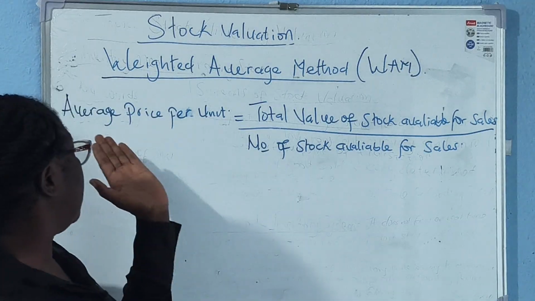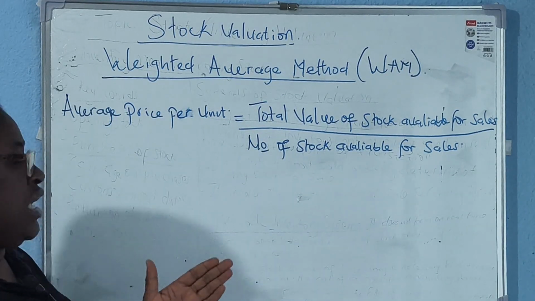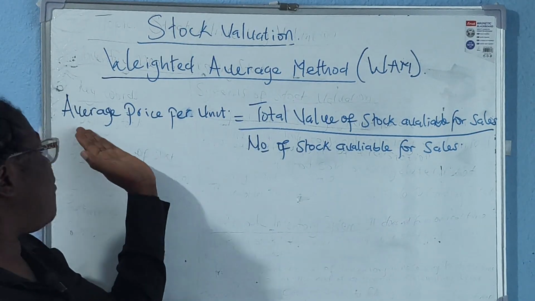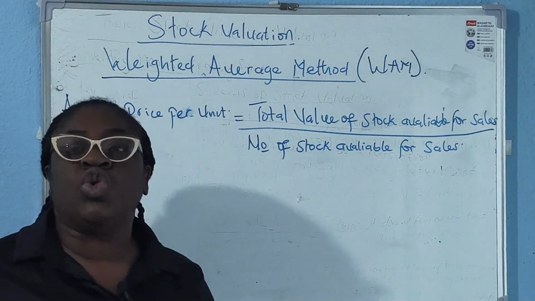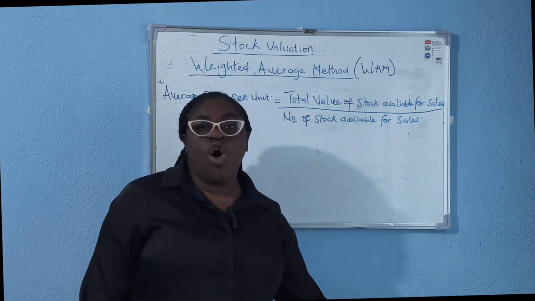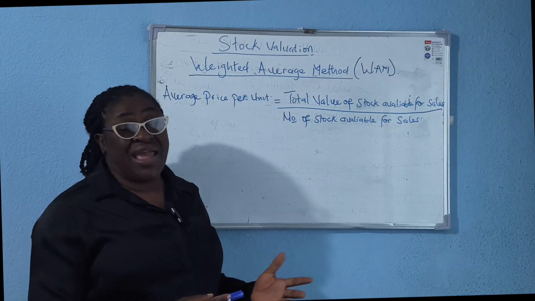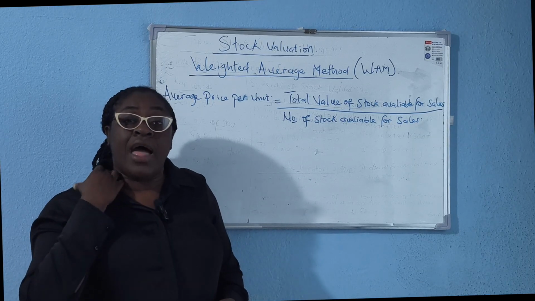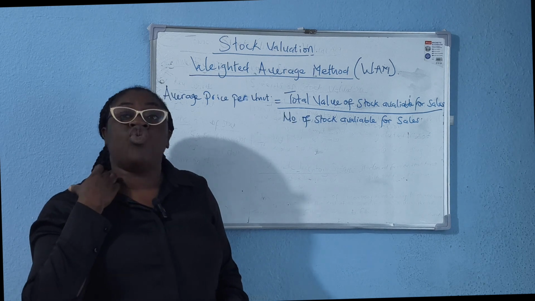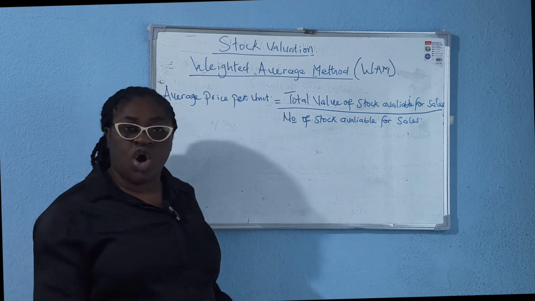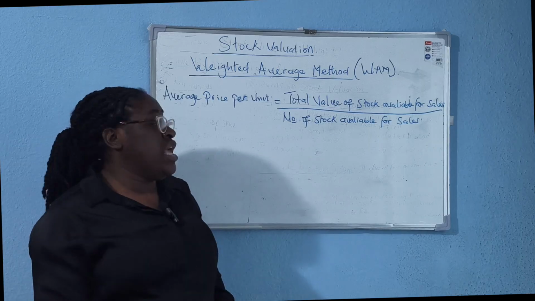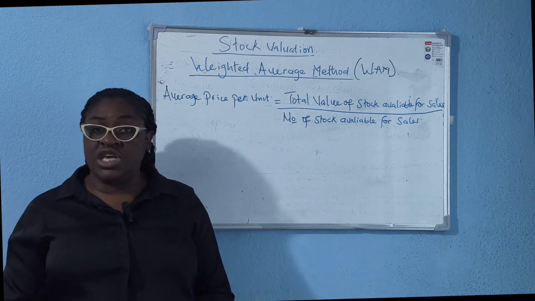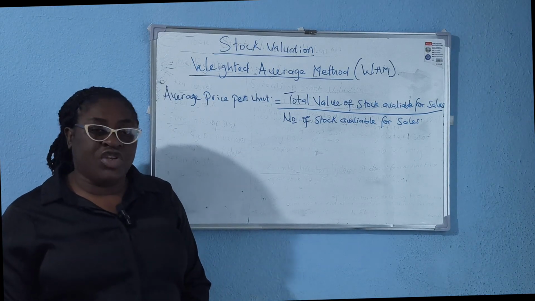We also use the same amount, meaning we are using the same average price per unit, to get our cost of sales. You multiply that amount with your number of goods sold to get your cost of sales, especially if the business is not using a periodic inventory system.